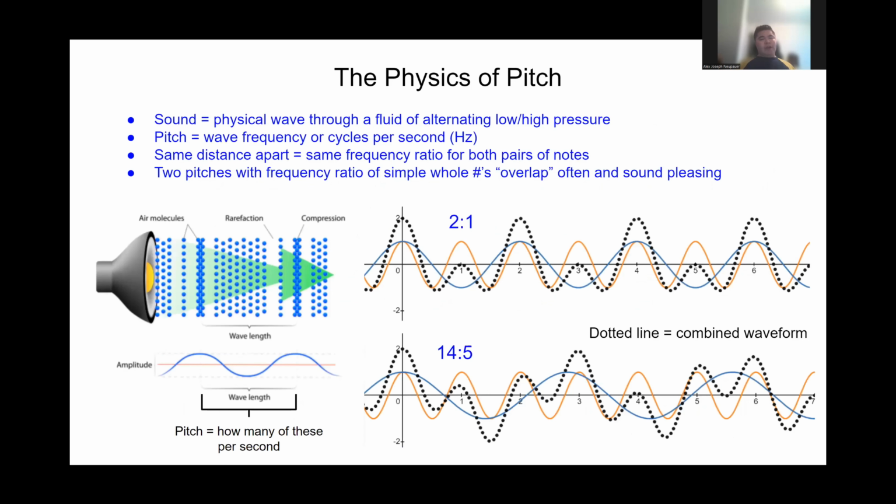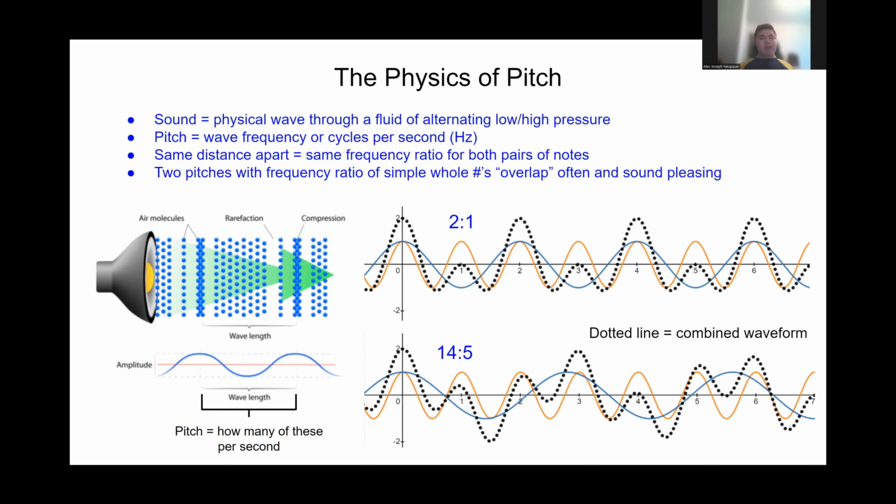So before I next talk about what constitutes a pleasing interval, it's important to understand the physics of pitch and how we interpret it in our brains. So what is sound? Sound is just a physical wave through a fluid of alternating high and low pressure. What that means is that when a sound is produced, a pulse of energy is sent through the air, and it causes the air to condense particles in certain areas and have the particles less condensed in other areas.